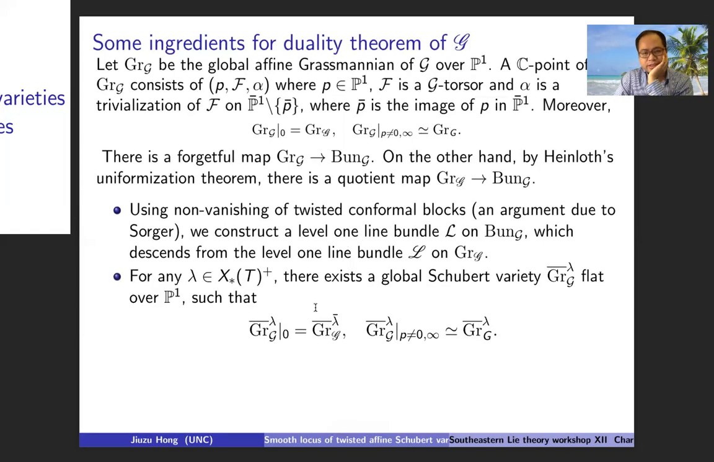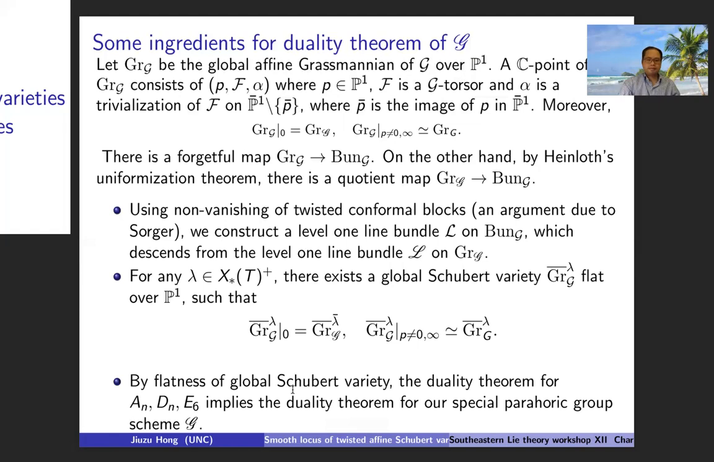And another ingredient is that one can construct so-called global Schubert varieties, which will be flat over P1, so that the fiber at 0 will be the twisted Affine Schubert variety. And outside 0 and infinity, we'll get the usual Affine Schubert variety. So generically we get the Schubert variety for lambda, and at 0 we get the twisted one for lambda bar. Again lambda bar is the image of lambda in the sigma-coinvariants.